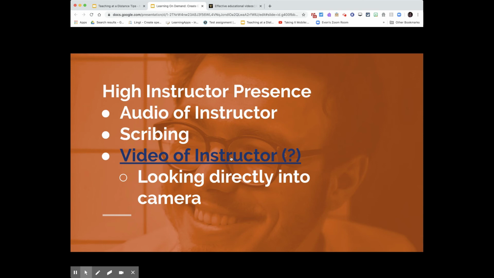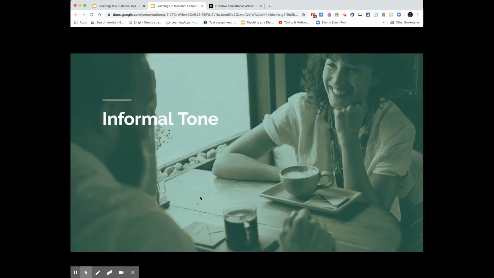But the cognitive load aspect says, well, is it distracting the student from the actual content? You could do a little bit of both, where you're on some slides and maybe not on others, so that they draw their attention to the appropriate thing as they are supposed to. And then look directly into the camera. If you're looking to the side, that's very distracting.